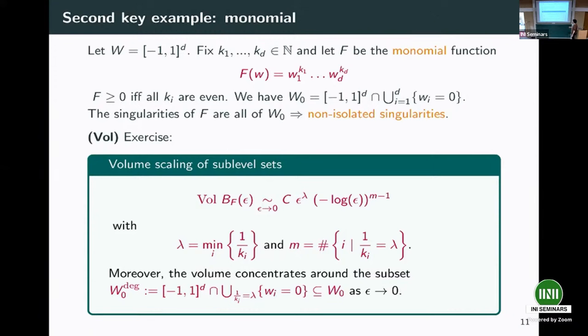So here's an exercise that you can try: looking at the volume scaling of this function. Again, I'm looking at the sublevel set of this monomial function. Now it's not a sphere, it's a bit more complicated.